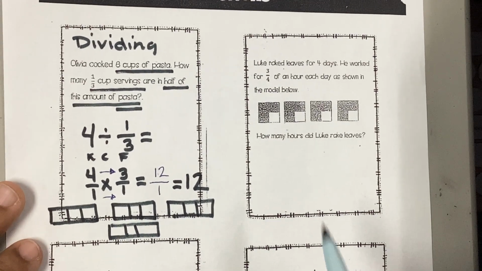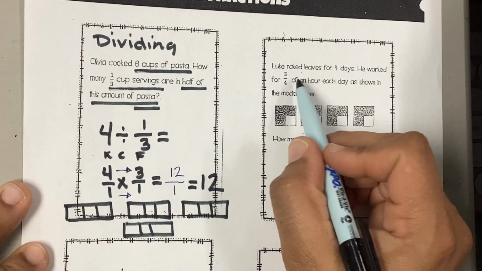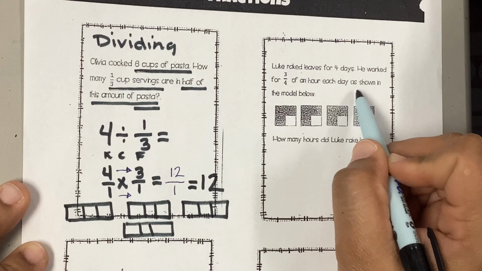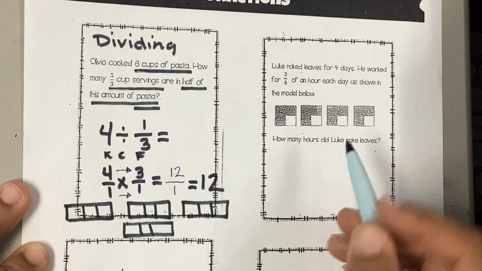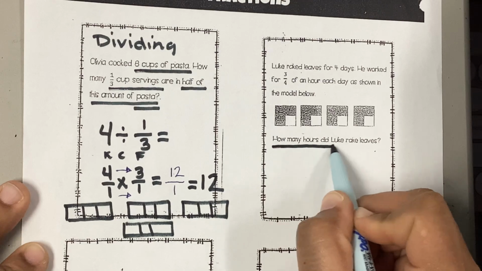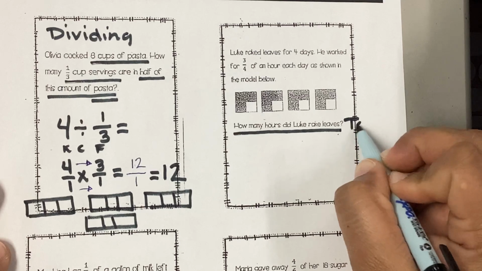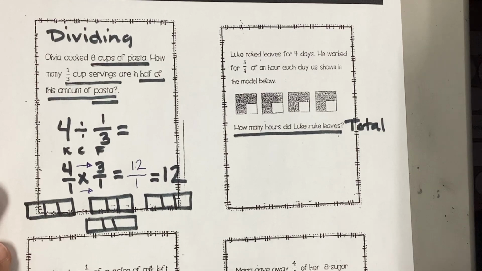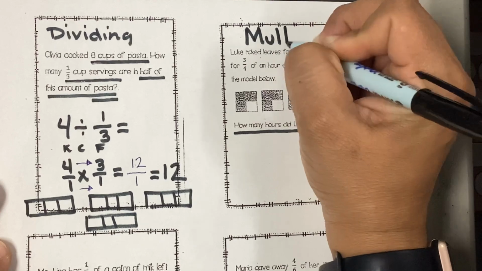Our next problem is right over here. Luke raked leaves for 4 days. He worked for 3/4 of an hour each day as shown in the model below. How many hours did Luke rake leaves? So looking at this question, how many hours did Luke rake leaves? We are actually looking for a total. So that right there, if we're looking for a total, tells me that this is a multiplication problem. We're going to be doing some multiplying.